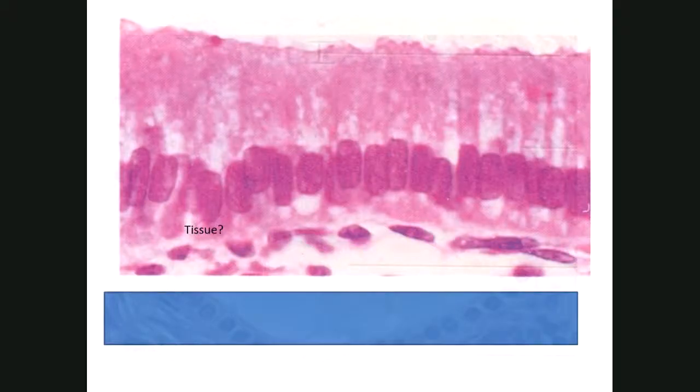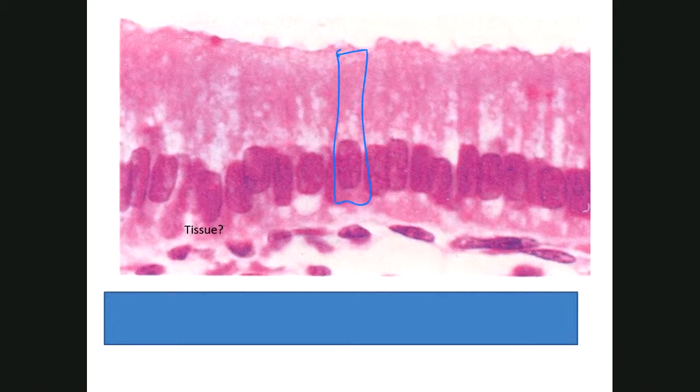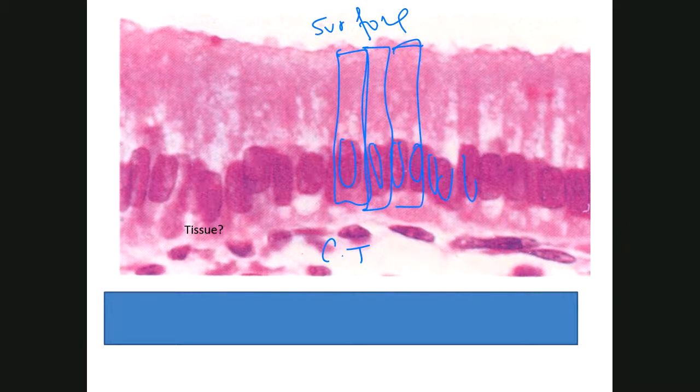The next slide is even better. These guys are a giveaway, hopefully. Take a look at these little cells. These are tall cells. This is a surface. This is connective tissue. The tall cells have an oval nuclei, and the nuclei are all in the same direction. So this is simple columnar epithelium. The only thing I don't see here are the goblet cells, but you do know simple columnar epithelium has goblet cells.